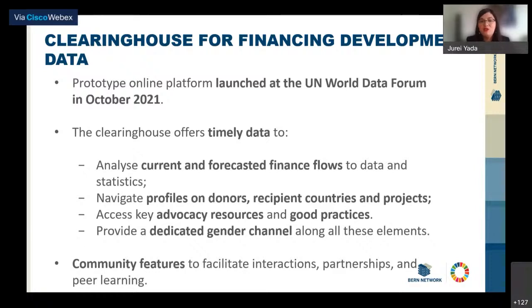And the clearinghouse also allows users to find key advocacy resources and good practices, and offers a dedicated channel on gender data financing with thematic information up for all of these different elements. And we're looking at maybe exploring and building on this thematic focus areas to other themes in the future. And now finally, the platform also provides community features to facilitate interactions, partnership building, and also to promote peer learning among users. So the idea is very much to not just have an information platform, but have something that helps build a community of practice. Next slide, please.